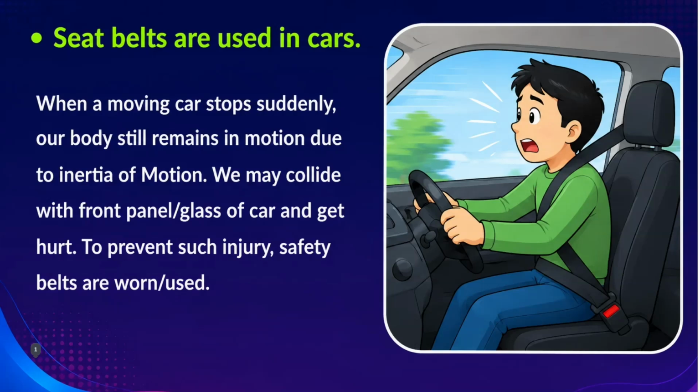Even though the brakes stop the car, your body wants to keep moving forward at the original speed due to inertia of motion. Without anything to hold you back, you could violently collide with the steering wheel, the front dashboard, or even crash through the windshield. This is where the safety belt comes to the rescue. It applies an opposing external force on your body, stopping you from flying forward and preventing serious injuries.